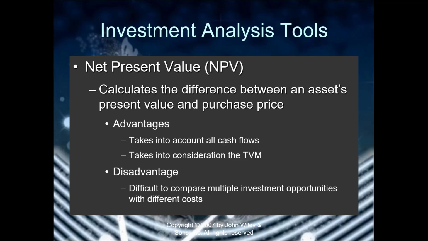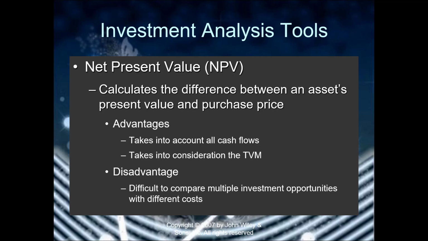Okay? Now, the next step up is something called the net present value. It calculates the difference between an asset's present value and its purchase price, okay? Now, why would we do something like this? Well, the advantages of this, it takes into account all cash flows, and because of that, it considers the time value of money. What could we do with the future cash flow? We can invest it and we could earn additional money. Now, this is a good tool, but it's not perfect.